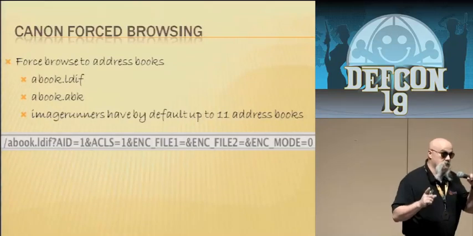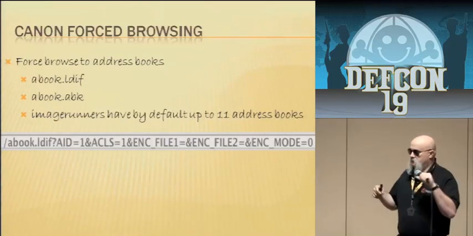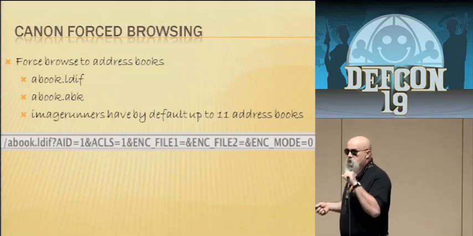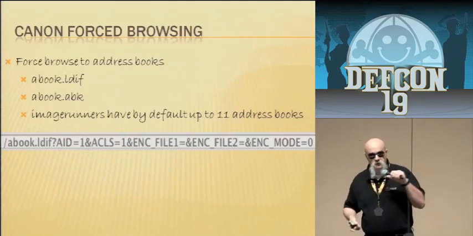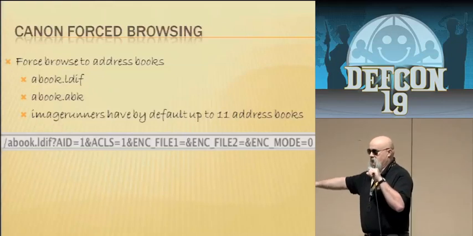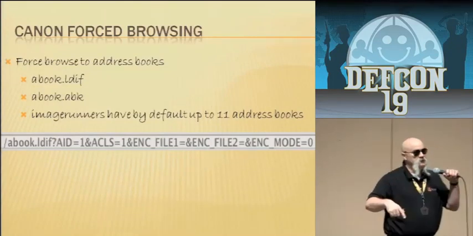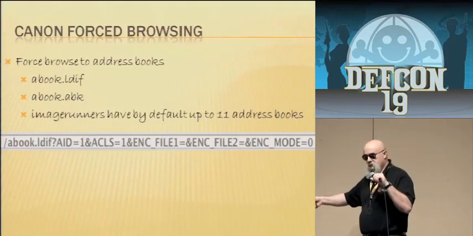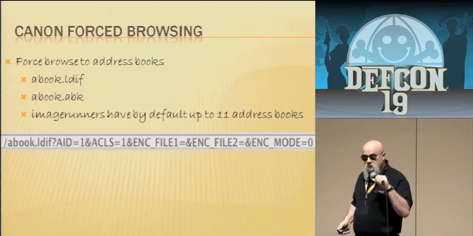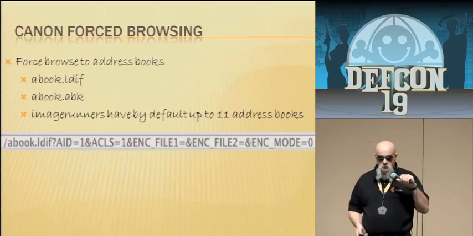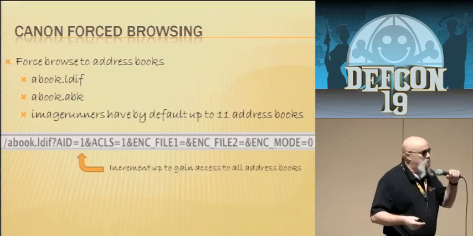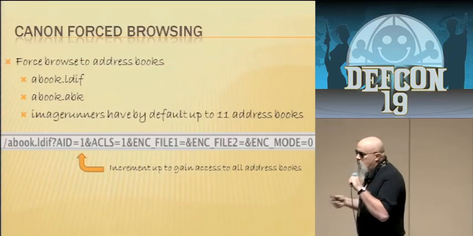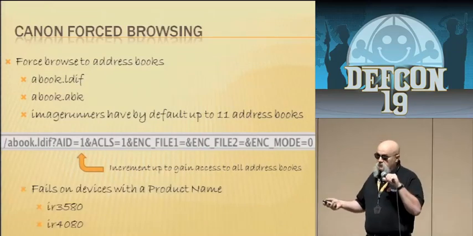But first thing you have to do is have a valid cookie to be able to do this. So if you just type in this URL and point it to your imageRUNNER, it's going to fail because you don't have a valid cookie. Now, I didn't say an authenticated cookie. I said a valid cookie. So if you hit the home page on the printer, it will give you a valid cookie. And then enter this in, and it'll give you the first address book. If you increment the AID up 1 through 11, you can get each and every one of the address books. The data that typically comes off the address books is in plain text.